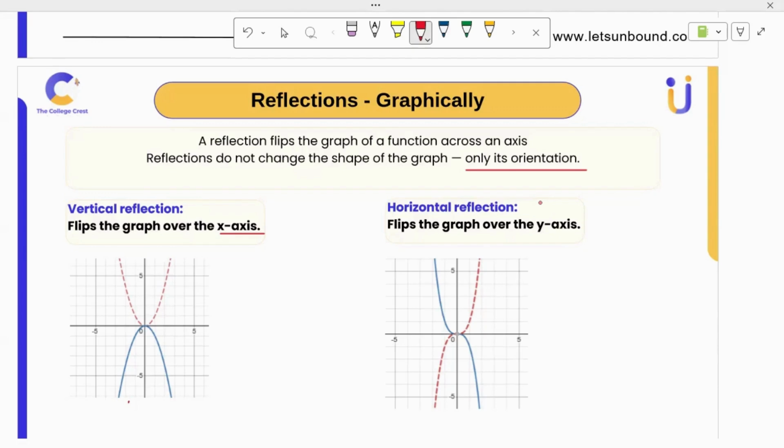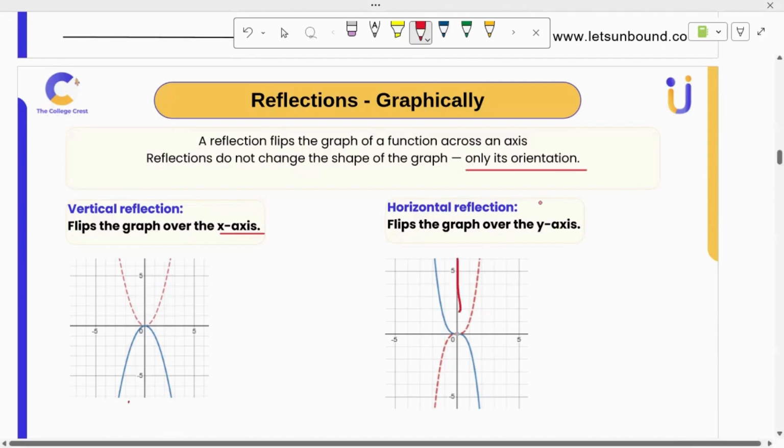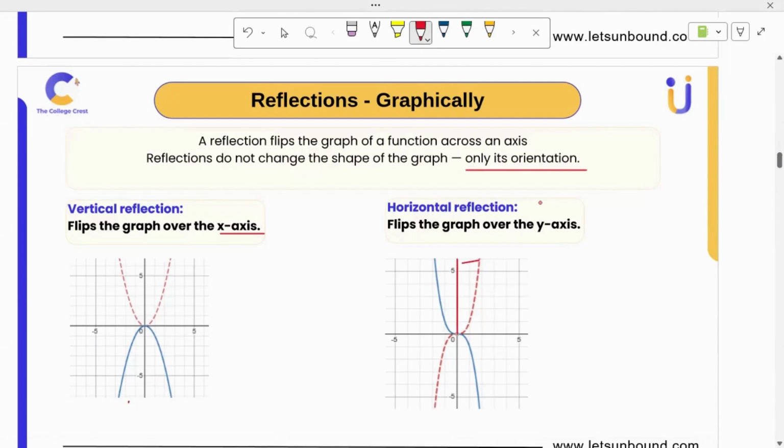Horizontal reflection: this red dotted graph is the original. For the y-axis reflection, each point gets reflected. This point will be reflected here, this point reflected here, and the origin reflects onto itself. Like that, we got this. So y-axis reflection is a horizontal reflection. Here we often think y-axis means vertical, but it's not a vertical reflection. Y-axis reflection is a horizontal reflection.